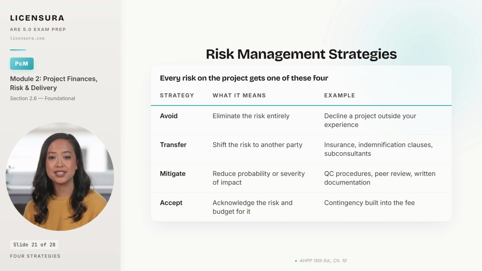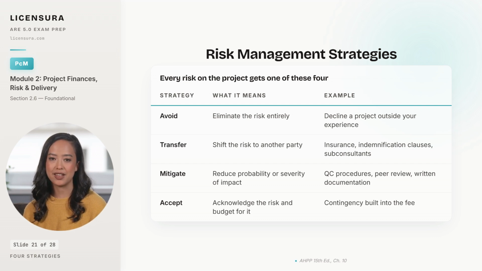4 strategies. Every risk on every project gets one of them, whether you assigned it consciously or not. Avoidance means walking away. A high-rise structural concept from a firm that has only done houses is a project to decline, not a project to take and figure out as you go.